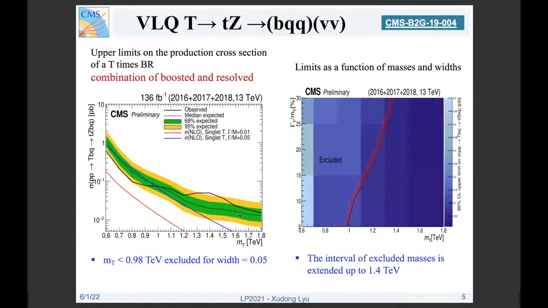The left plot shows the upper limit on the signal cross-section as a function of the VLQ T mass after combining all the categories. And you see that T masses below 0.998 TeV are excluded for a width of 0.05. The right plot gives limits and the excluded region in the width-mass plane. The interval of excluded mass extends up to 1.4 TeV.